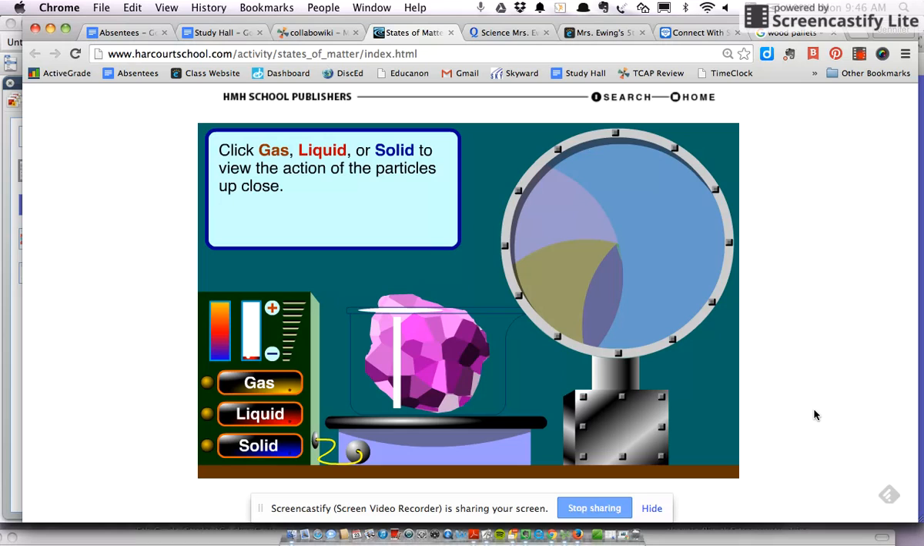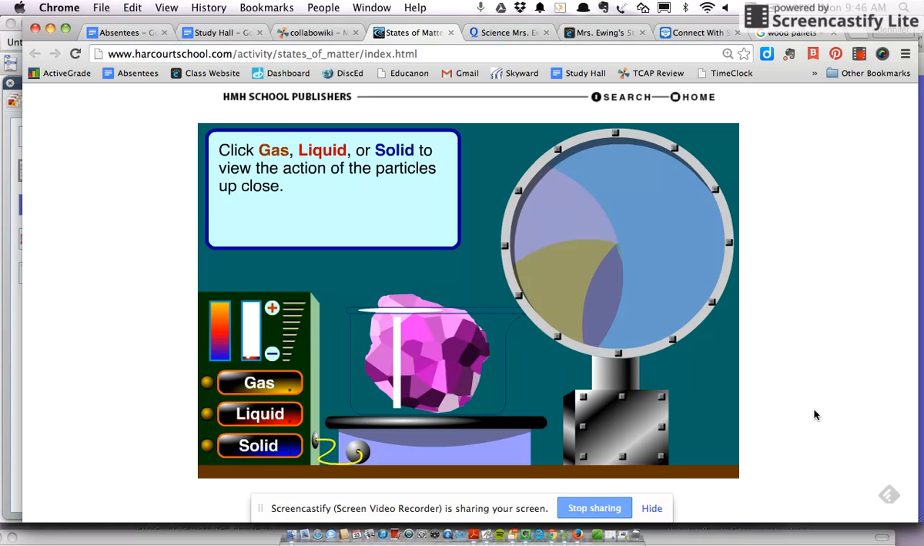Yes, in the case of an atom, they're so small, we can't really see them. No one's ever directly looked at an atom. So a model helps us to understand how it looks. So we're going to do the same thing here. One of the biggest reasons that solids, liquids, and gases have the properties that they do is their particles.